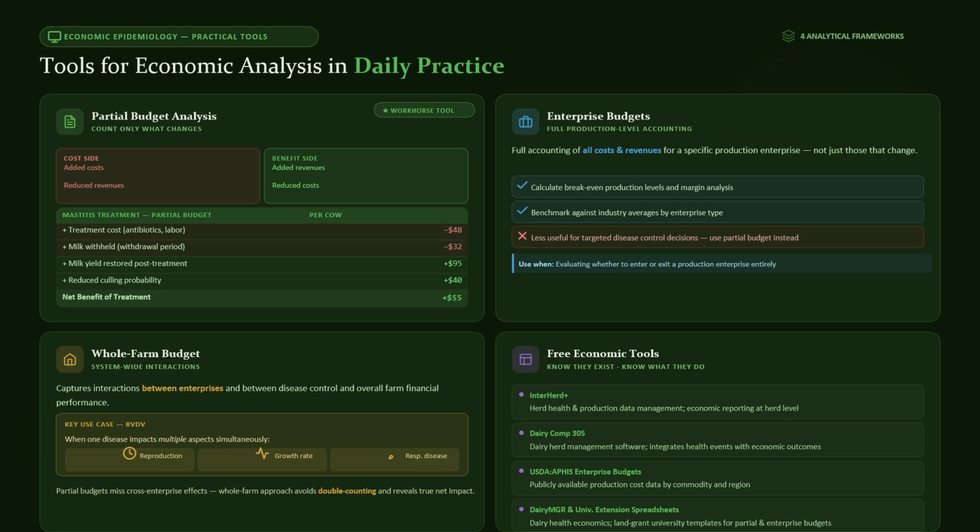Enterprise budgets give full production-level accounting. Use them when deciding whether to enter or exit an enterprise entirely. Whole farm budgets capture system-wide interactions, which matter when one disease like BVDV hits reproduction, growth, and respiratory health all at once. And there are free tools out there: USDA budgets, extension spreadsheets, herd management software. Partial budgeting, though, is your everyday answer.